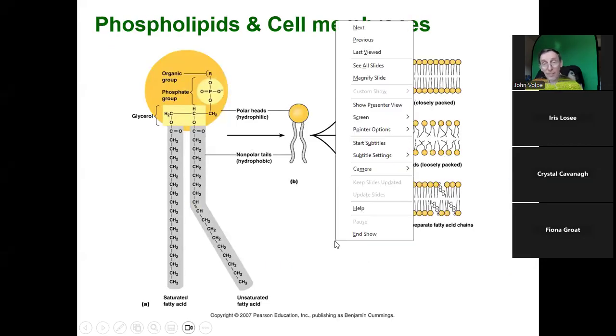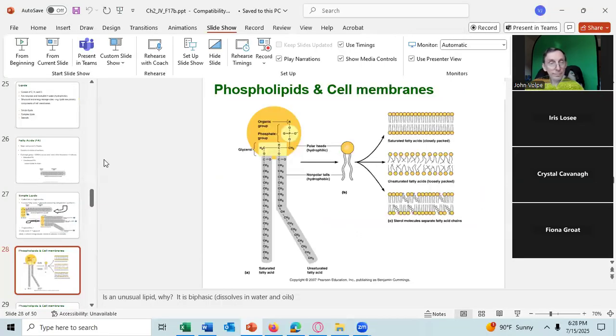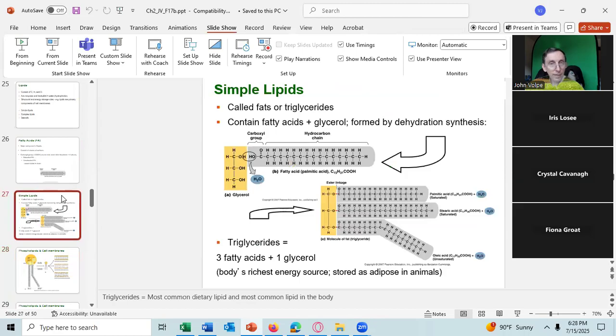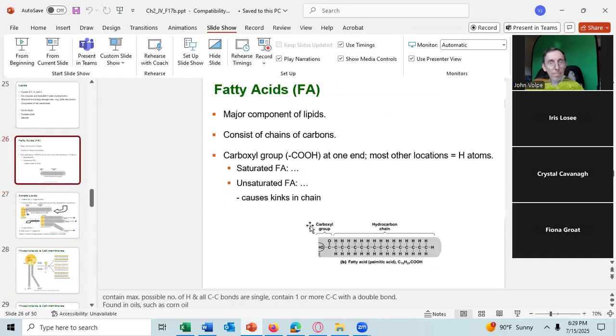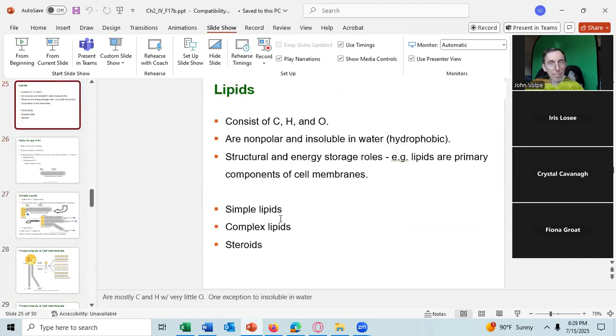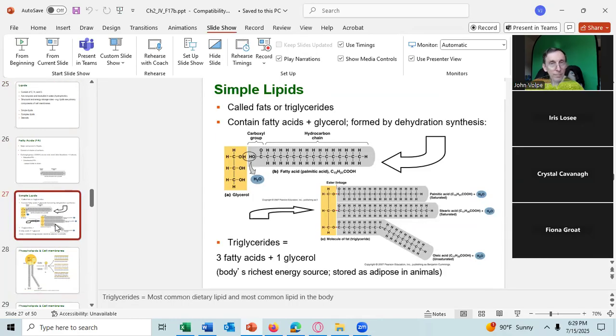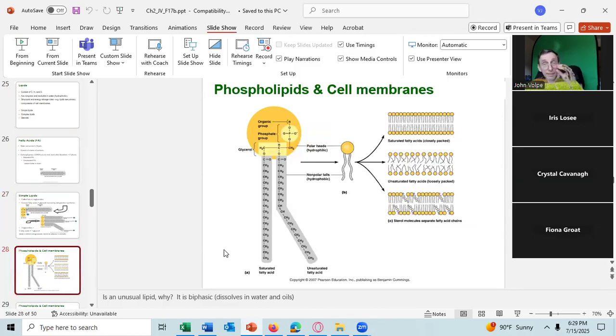Any question about the difference between a simple fatty acid and a complex lipid, the triglyceride? Another complex lipid is the phospholipid.